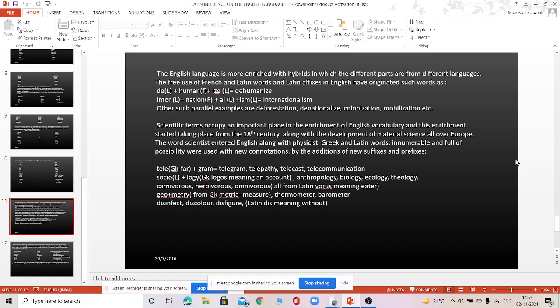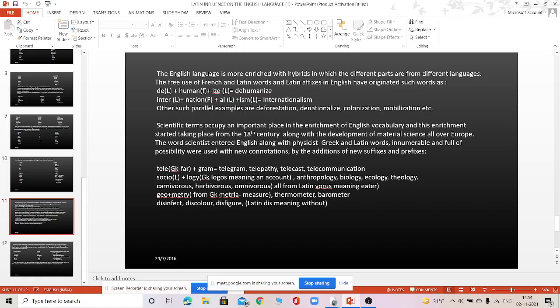You can see these being formed this way, with new suffixes and prefixes. Look here: tele is actually a Greek prefix which comes before a word and means far, plus gram equals telegram. So combining with Latin, like this, telepathy, telecast, telecommunication. Like this these words are formed.